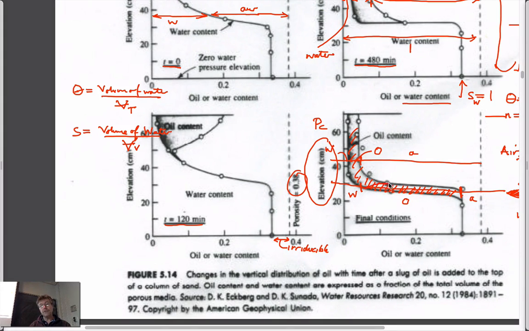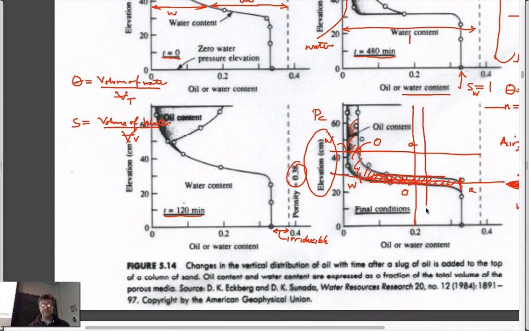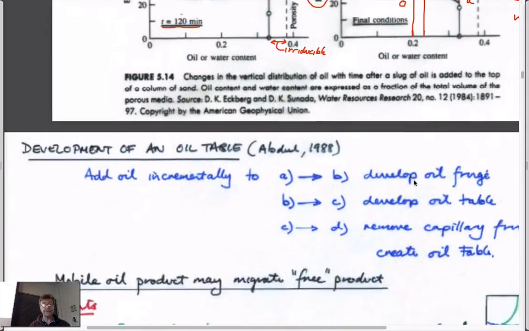But we might also be interested in figuring out exactly what the depth of this product is in situ. One way to do that would be to drill a hole down through this and look at the level of water and gasoline that ends up existing in that hole.